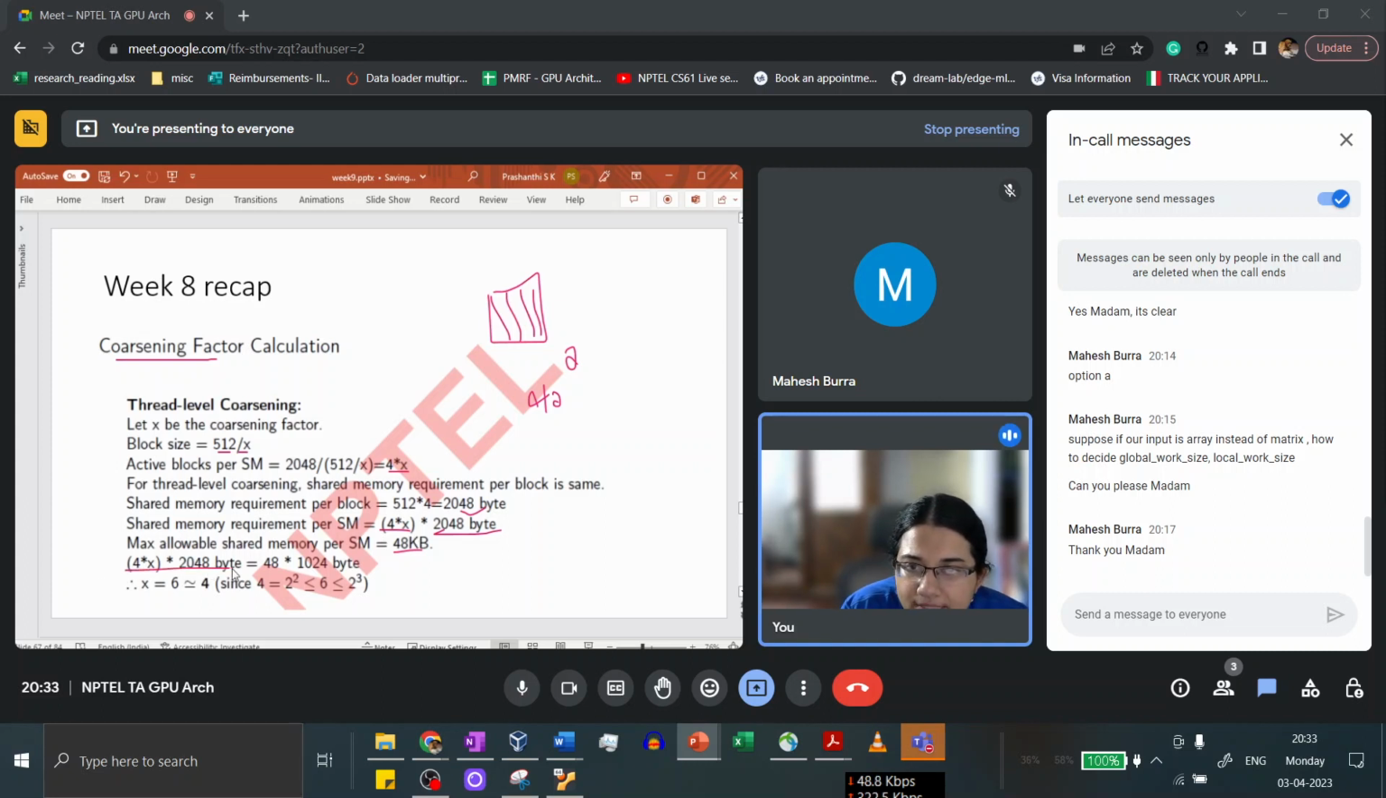So 4x into 2048 bytes equals 48 into, this is kilobytes, so that will translate to 1024 bytes. If you simplify this, it comes out to be 6, and going to the nearest power of 2, it comes out to be 4. So it gives us the coarsening factor of 4 for thread level coarsening. Is this clear? If this is clear, the rest of the numericals will be a breeze. So take a few seconds to look through this. Let me know if you have doubts.